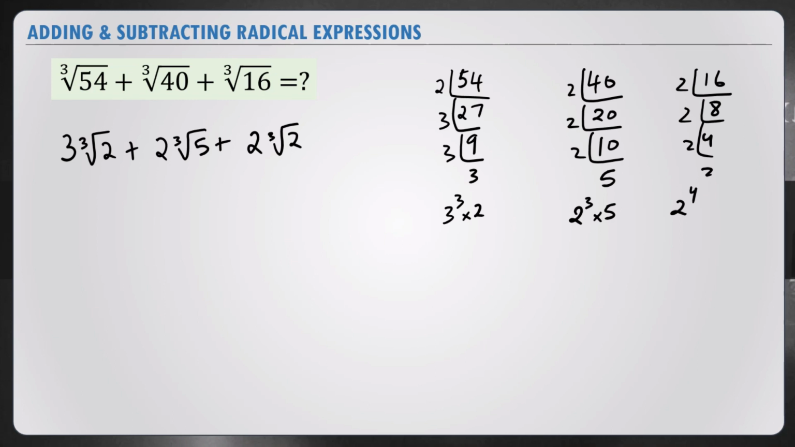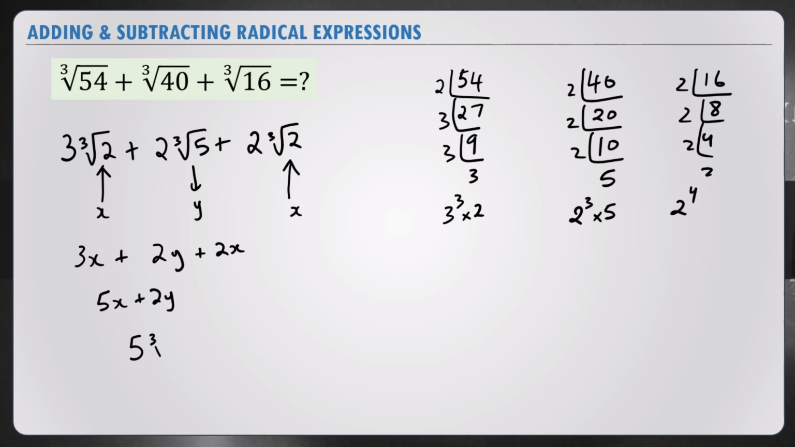All right. So now we can see here the cube root of 2 and the cube root of 2 is common. So we can treat this as a variable x and treat this as variable y. So we have here 3x plus 2y plus 2x. Now it's easy to solve this. We get 5x plus 2y as a solution, and x was actually equal to the cube root of 2, and y the cube root of 5. So the answer is 5 times the cube root of 2 plus 2 times the cube root of 5. That will be your solution.